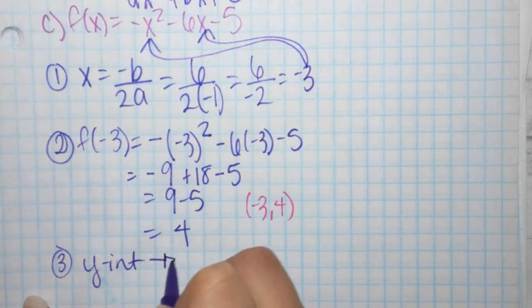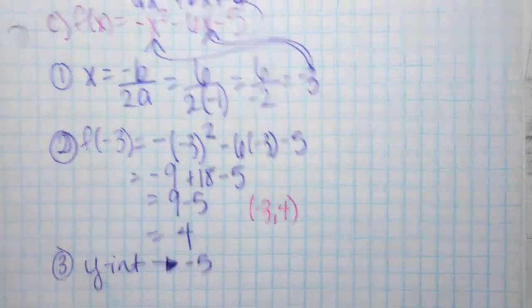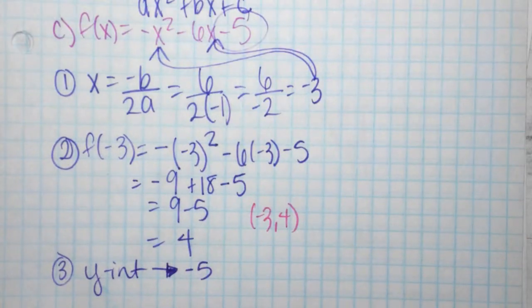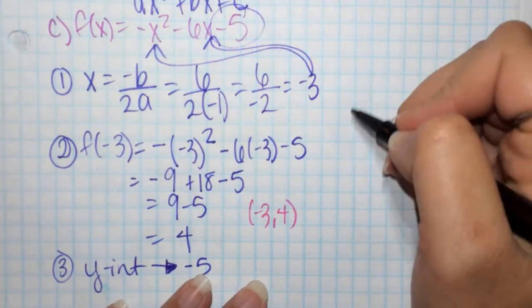And what's our y-intercept? -5. Because it's always this number. Yes. And now what do we do? Graph. Wait, what you said? She said that on... Oh, that number's our y-intercept. The last number is always the y-intercept.